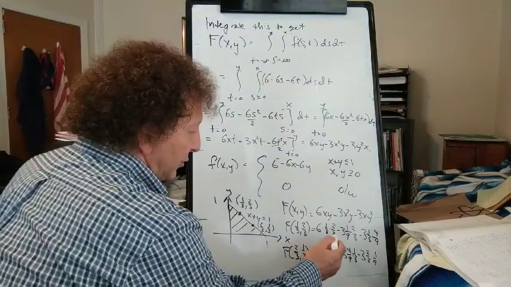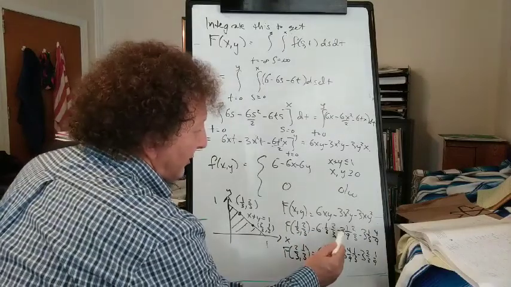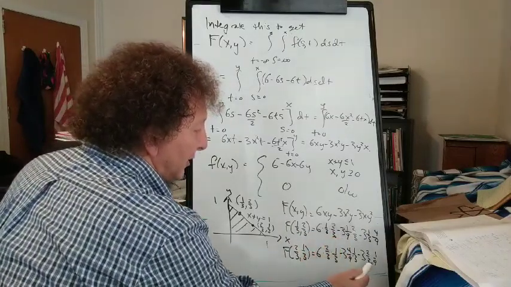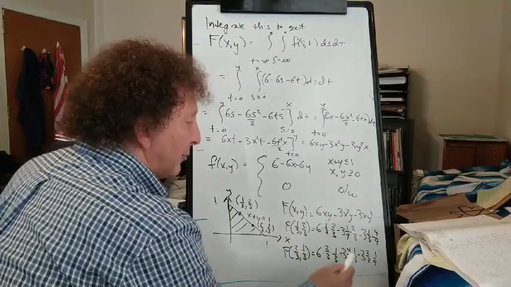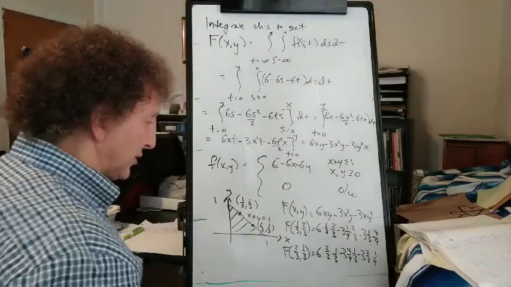So you can see these two terms are exactly the same. 6 times 1/3 times 2/3, minus 3 times 1/9 times 2/3 is here and here. Minus 3 times 1/3 and 4/9 is here and here. So the function is exactly the same.